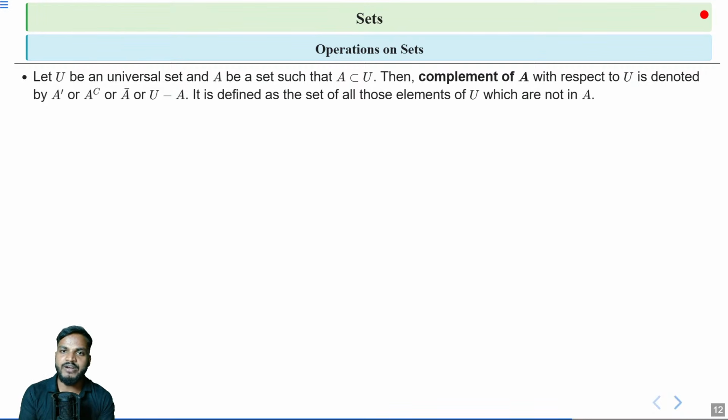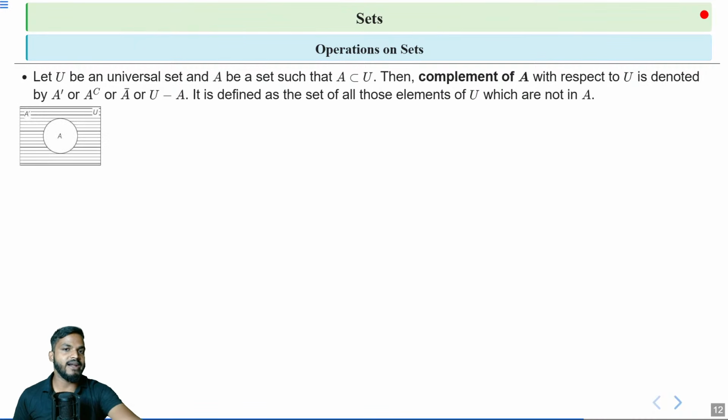So this is how we denote the complement of A, and the complement of a set is defined as the set that contains all those elements of U that are not in A. So if there is an element that belongs to A, then it does not belong to A complement.